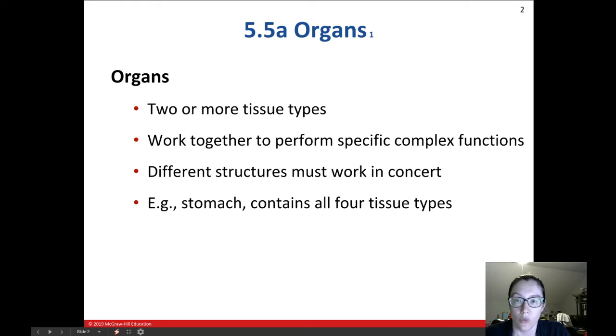Within each organ, different structures must work together. Like in the heart, we need the muscle to pump, we need the valves to be in the right place to make sure that blood doesn't backflow, and we need the endothelium to be nice and smooth to make sure that there's no rough blood flow or clotting.